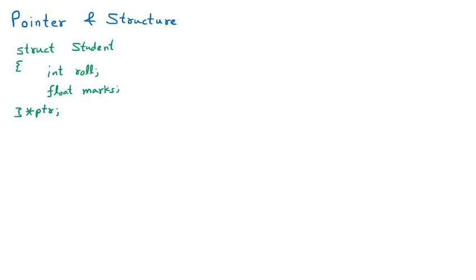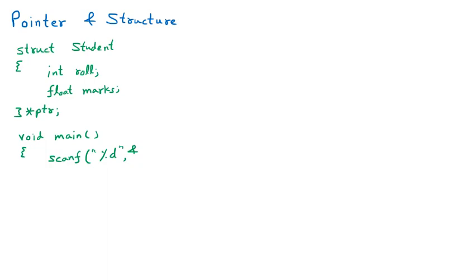Now how can we access the structure with the help of a pointer? Let us assume I am making a program, void main. Inside void main, we are going to take the input of the members, which are roll number and marks. So we will say scanf %d for the integer value. We know that we will use the & sign for scanf.